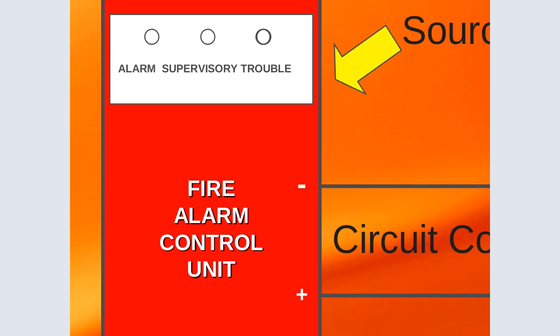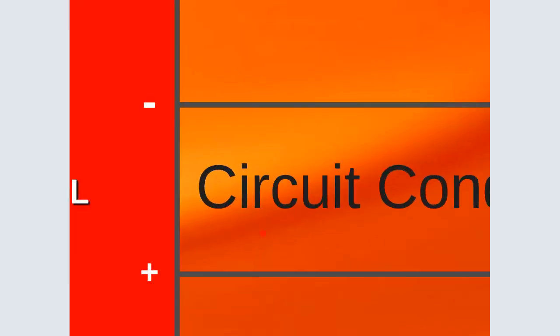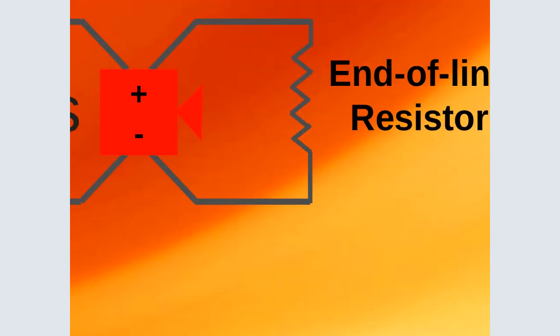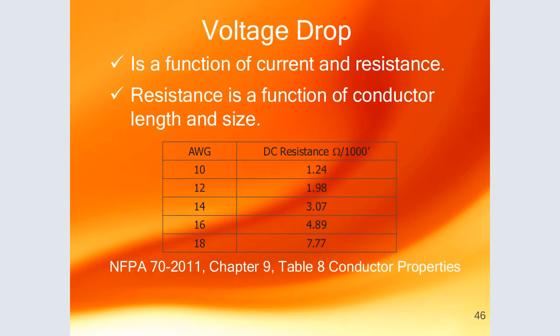So we need the control panel, we need the source, we need the load. The control panel is the source that gives the power that powers the circuit, and we have the circuit conductors, and we have the load, being now the transmitters. We have the end of line resistor.